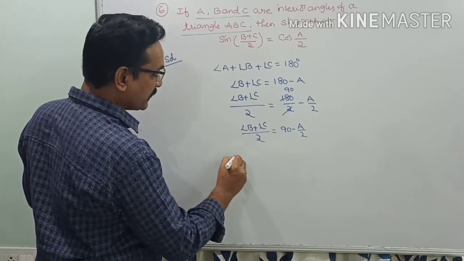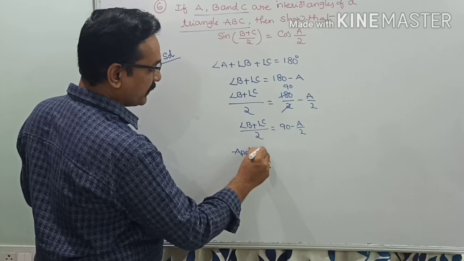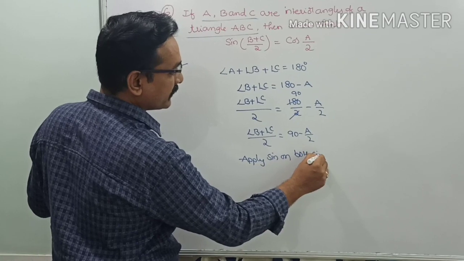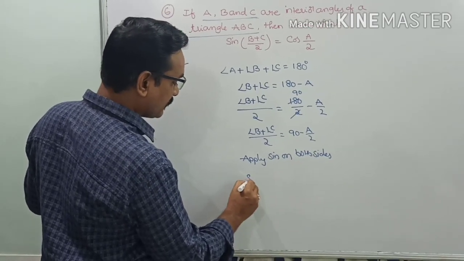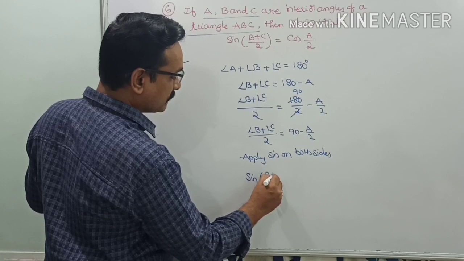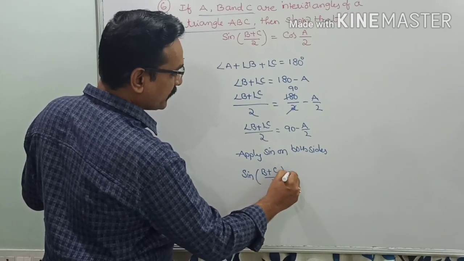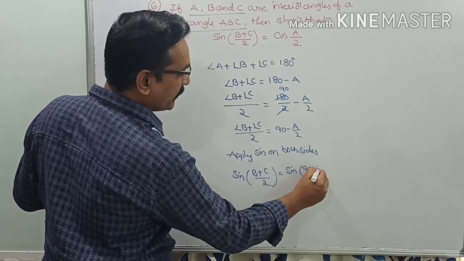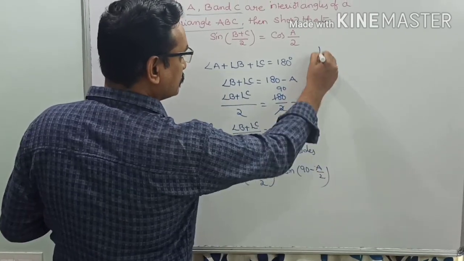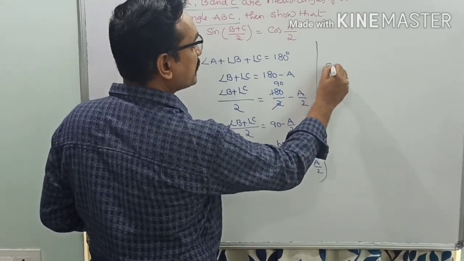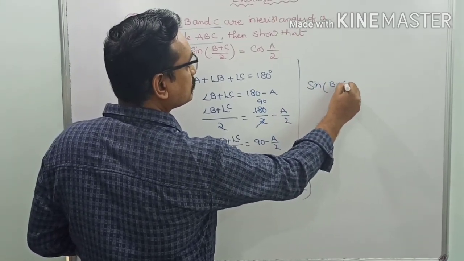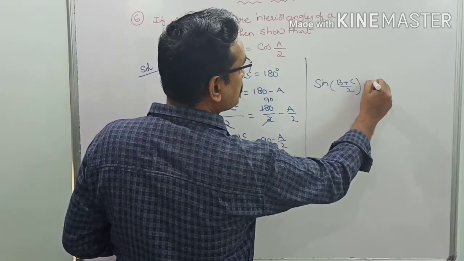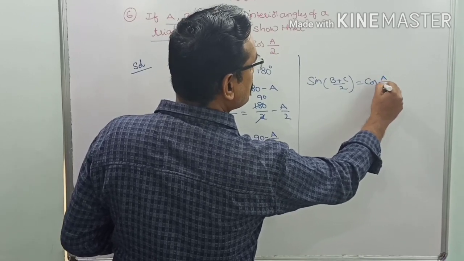Now apply sine on both sides. Sine of (B plus C) by 2 equals sine of (90 minus A by 2). So sin (B plus C) by 2 equals, since sin(90 minus theta) is cos theta, cos A by 2.